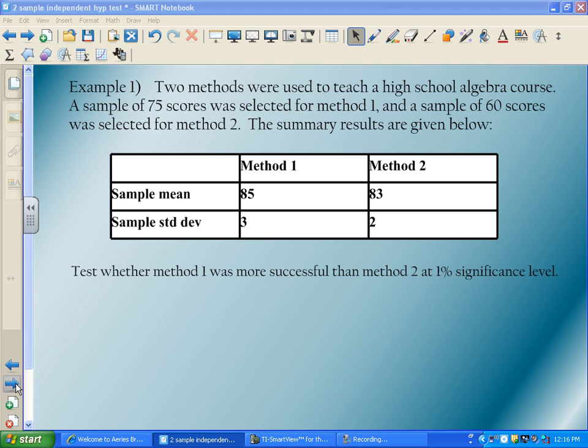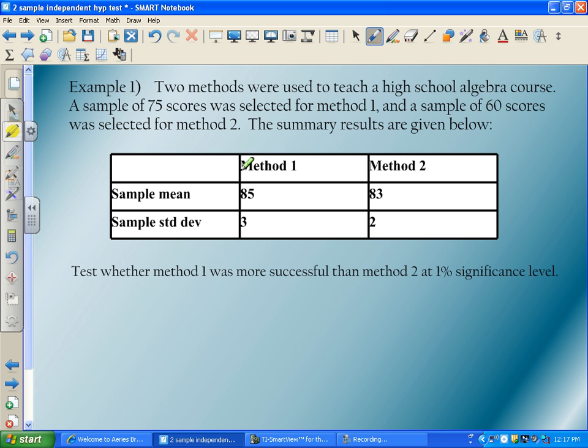But here's my question, and this is what we might ask in the business world. Maybe let's not talk about teaching, let's talk about dollars. I made $85 here and $83 here, standard deviation of 2, standard deviation of 3. Now, if that's what I made, maybe method 1 takes me a lot longer to do, and method 2 takes me half the amount of time. Do I want to know if there's a statistically significant difference between those two?